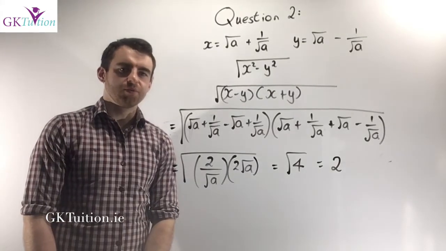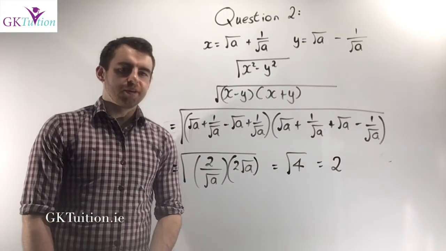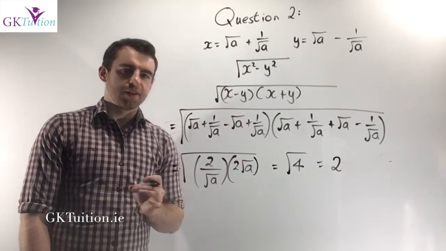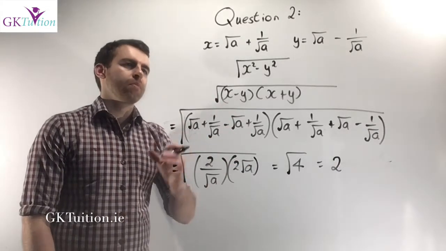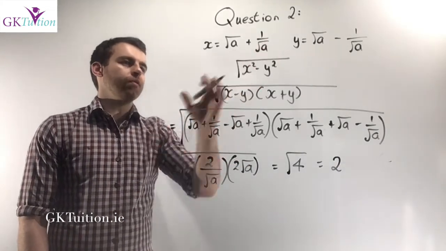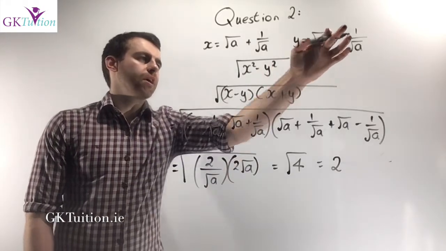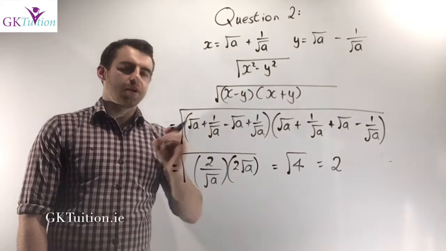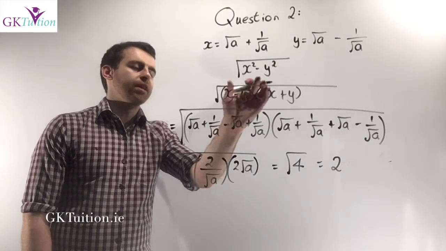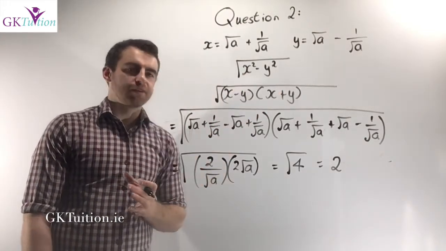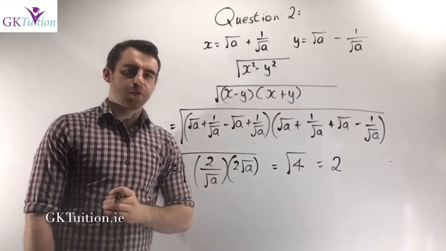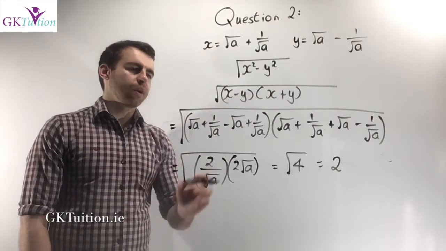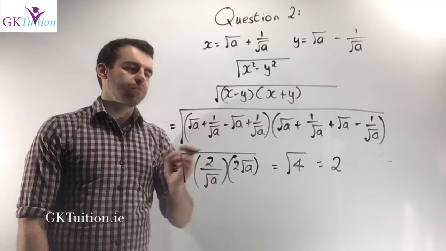Okay, the second question was a little bit different. There are a number of different ways of doing it, but I think the way that I've done it out here is probably the most straightforward. X is root a plus 1 over root a, while y is root a minus 1 over root a. And we were asked to get the square root of x squared minus y squared. The easiest thing to do here is to factorize. X squared minus y squared is the difference of 2 squares. So I can write that as x minus y times x plus y.